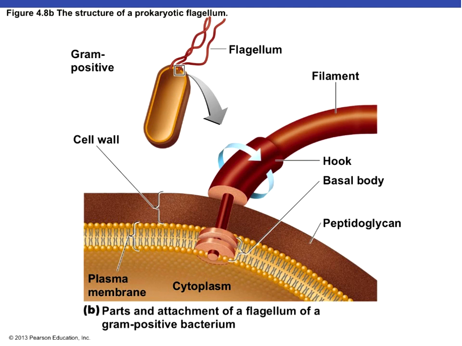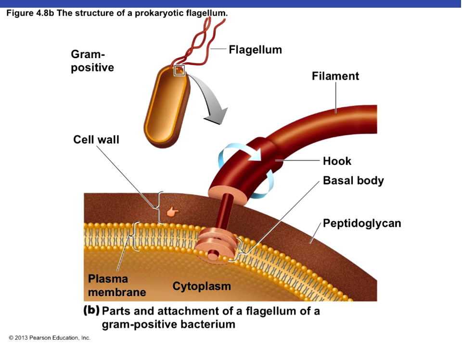So here we have the attachment of a flagella on a gram-positive cell. So that basal body that we're talking about is that point of attachment that happens here. So for bacteria cells that have a cell wall, they're going to have a plasma membrane, and then they're going to have a cell wall configuration to them. So this is a gram-positive cell.